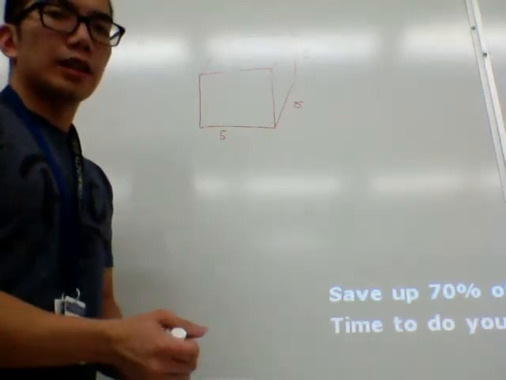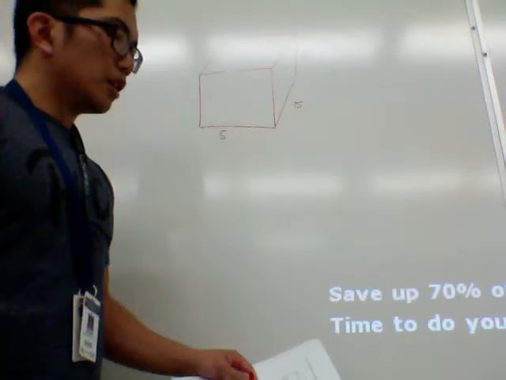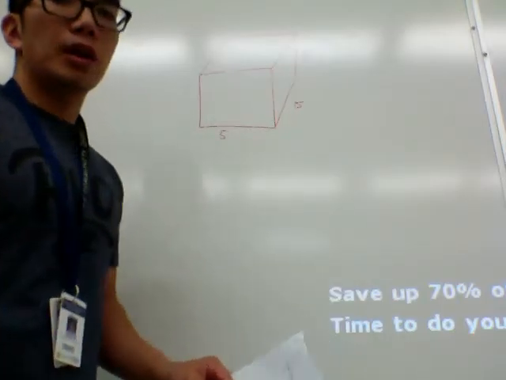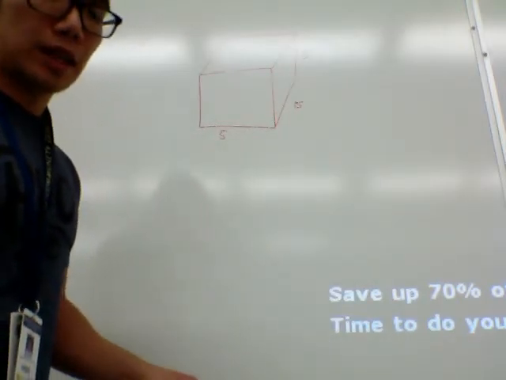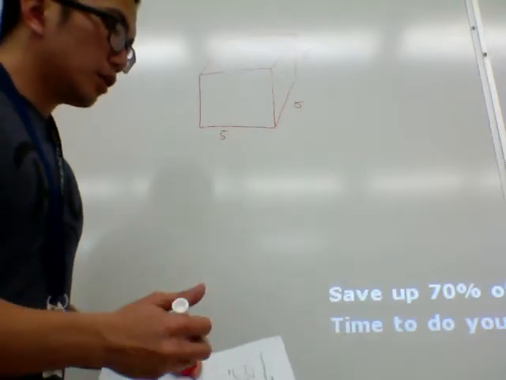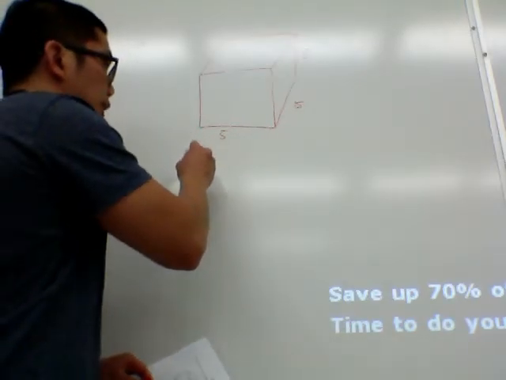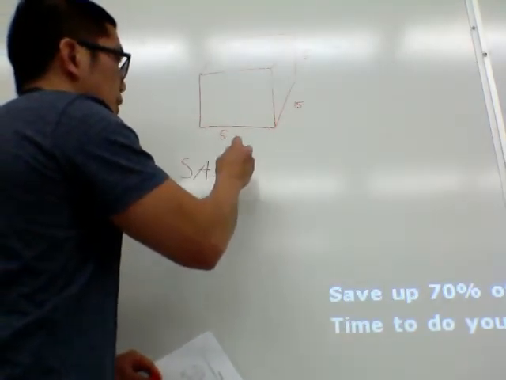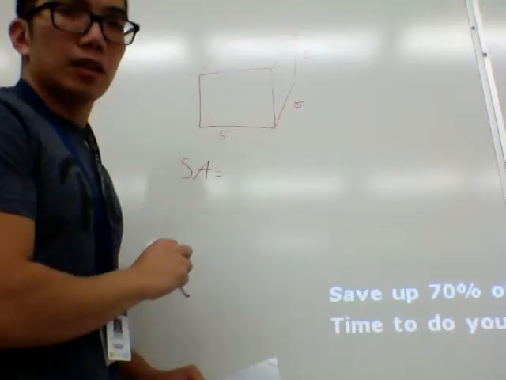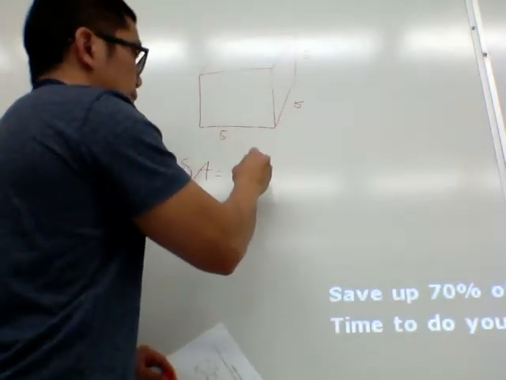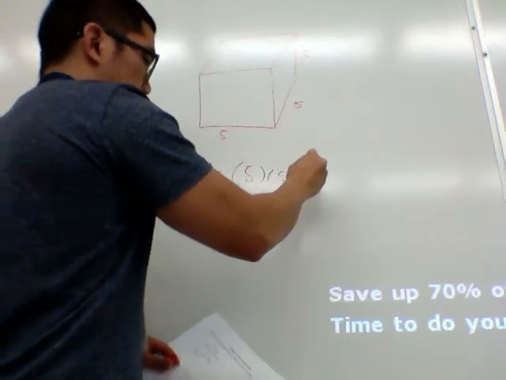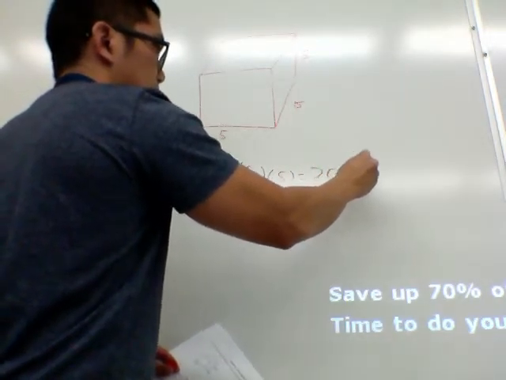We're going to go over the study guide. So number one, we have a cube. Now in a cube, all the sides are the same. We have 5, 5, 5. So to find the surface area, you find the area of one of the sides, of one of the squares, and that's 5 times 5. And that will give you 25 centimeters squared.